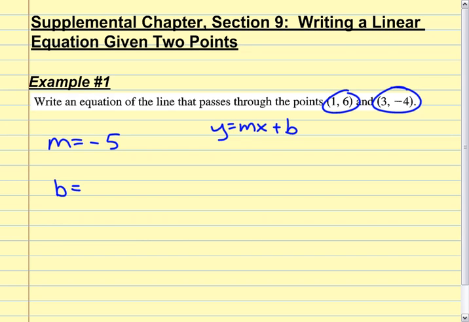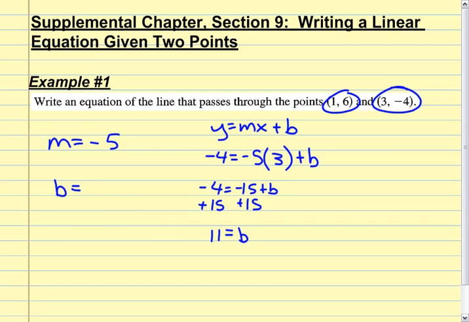So I know the y coordinate is -4. I know the slope is -5. The x is going to be 3 plus b. Okay? So I'm going to get -4 is equal to -15 plus b. Add 15 to both sides. And I'm going to get 11 is equal to b. So now my equation is y is equal to -5x plus 11. That's it.